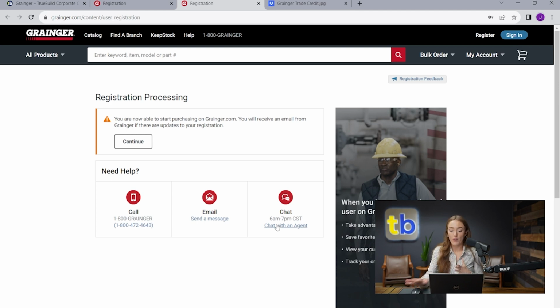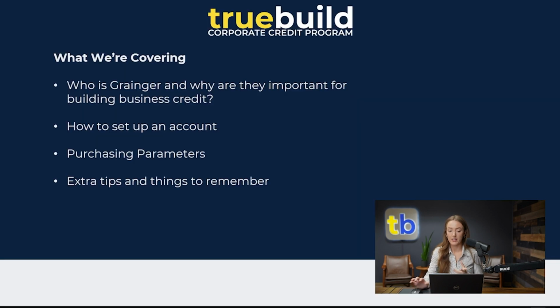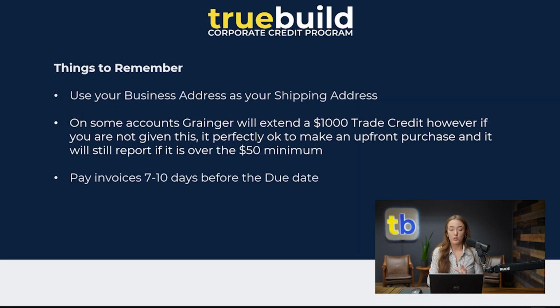So just to wrap up what we talked about today, we just want to go over some extra tips and things to keep in mind as you utilize this account. Make sure, like we walked through, you have the business address listed as your shipping address. That's going to make sure that this trade line reports correctly. And then like we talked about, Grainger randomly extends that $1,000 trade credit at their own discretion. So if they don't extend it to you, it is okay just to make that upfront purchase.